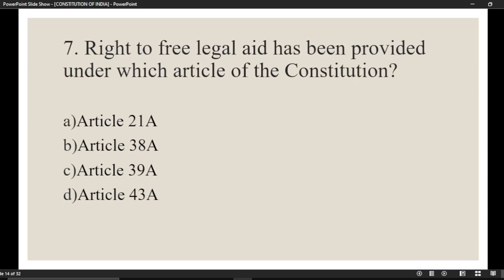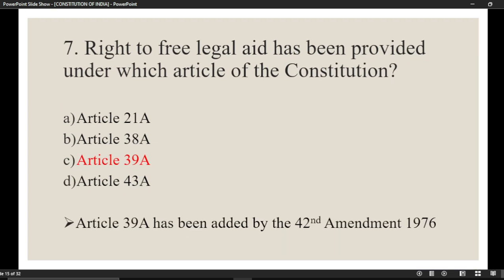The next question is, the right to free legal aid has been provided under which article of the Constitution? So we are talking about free legal aid. It has been provided under Article 39A of the Indian Constitution. Article 39A is part of the directive principles of state policy and it was added by the 42nd Amendment 1976.